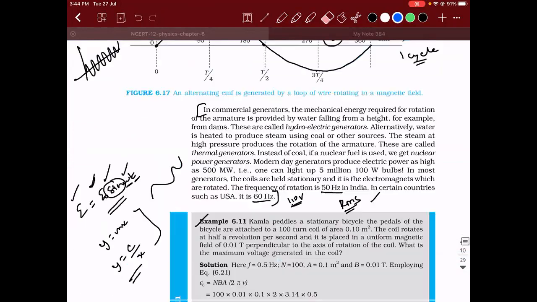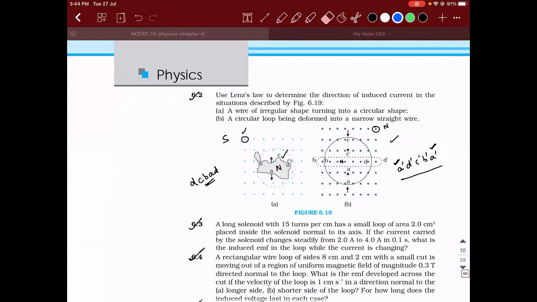So we'll do some exercise problems. First, we'll start with 6.2, then we'll go to 6.1. Tell me how to do this. You guys do it fast. Using Lenz's law, determine the direction of induced current in the situation described by figure 6.19: a wire of irregular shape turning into a circular loop. In the first case, which pole are you guys? Can you consider any pole, or should it always be north?